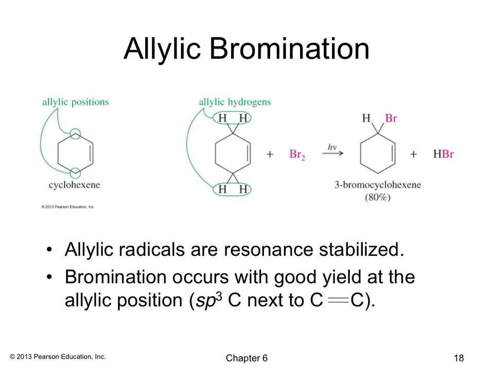Allylic bromination is pretty selective. So the allylic positions, for example, of a cyclohexene are shown here. In the presence of bromine and light, you generate 80% of the 3-bromocyclohexene. The reason why you have such a high yield is because allylic radicals are resonance stabilized. Bromination occurs with good yield at the allylic position right here.